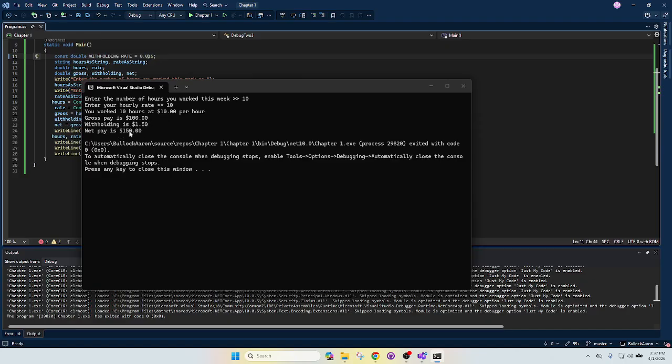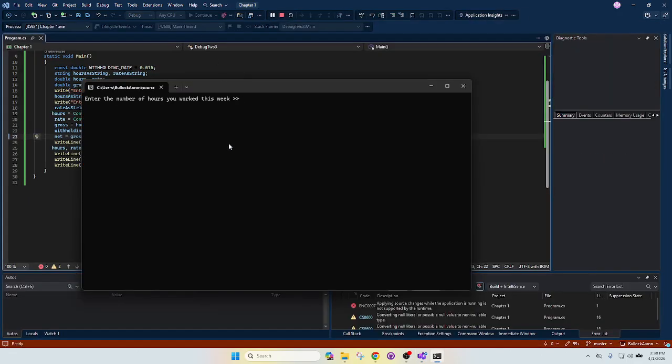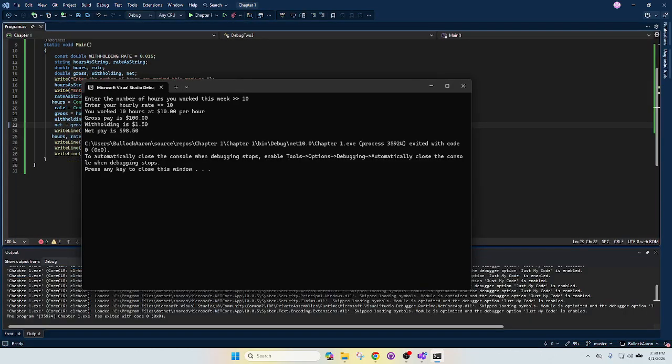Net pay is 150. So something's off with our net pay as well. So net equals gross times withholding? No. Gross minus withholding. So let's run that. 10. There we go. That makes a lot more sense.